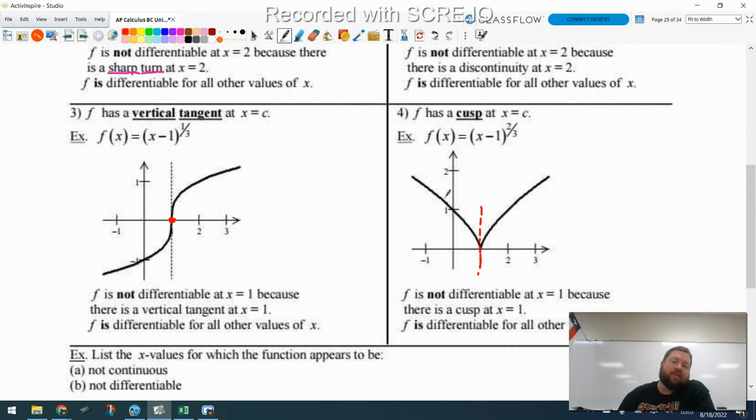But basically the slope on the left side is a negative slope. The slope on the right side is a positive slope. So the slopes aren't matching up on either side, and it's not differentiable there.